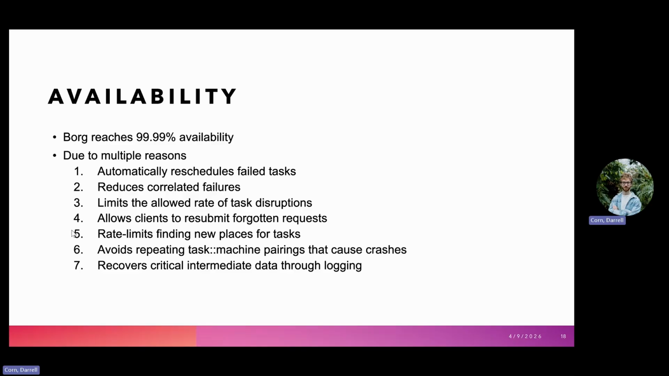It hasn't necessarily crashed. Method 6 is to be efficient and avoid repeating tasks that lead to machine failures. The system tries to detect and prevent tasks that lead to these failures. And number 7 here is that after crashes, Borg attempts to recover important intermediate job data through logs. This way it can try to pick back up where it left off rather than restarting the entire job.